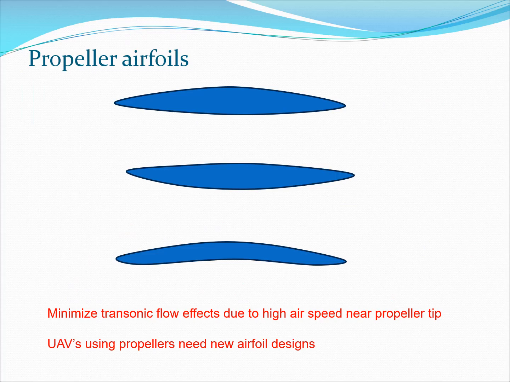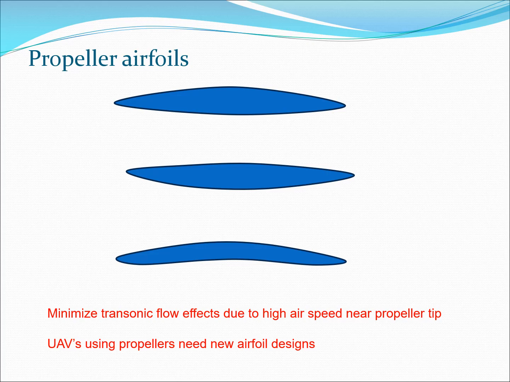Now let's take a look at some typical propeller airfoils. Some shapes are shown here, and you would think, why are propeller airfoils shaped in this peculiar manner? One of the reasons is that propeller airfoils are designed to minimize the transonic flow effects due to high airspeed near the propeller tip. So you see a similarity between some of these airfoils and some of the airfoils we saw for supercritical flow and for high speed, transonic flow, and so on.